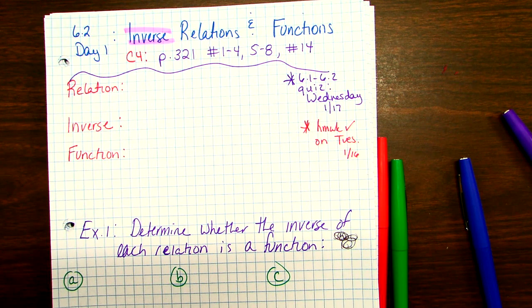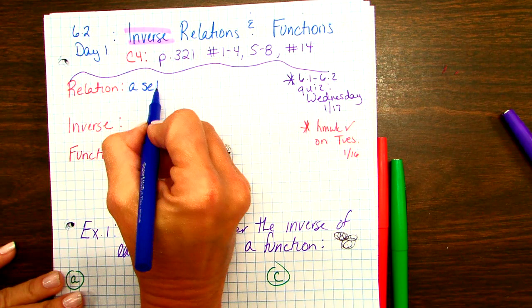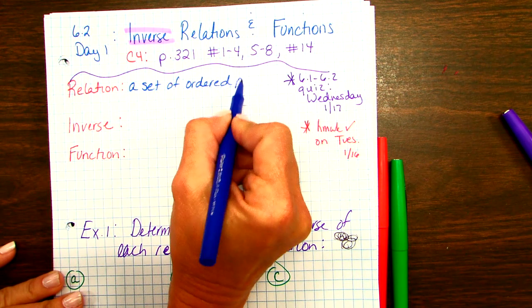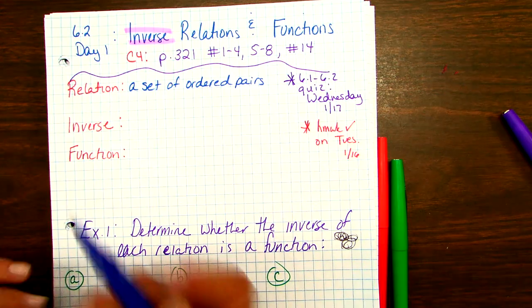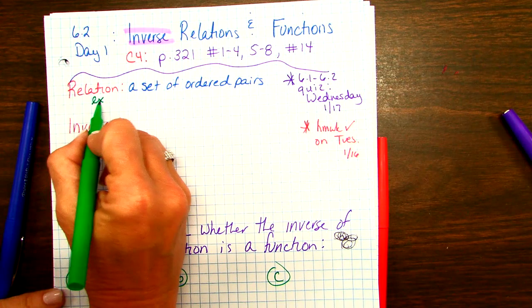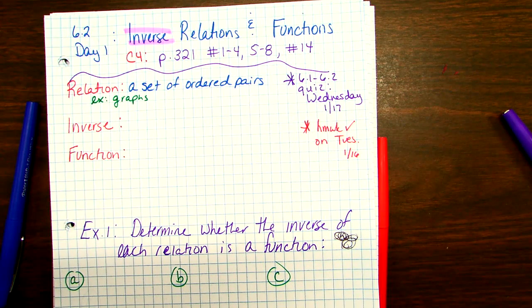A relation is a set of ordered pairs. And a set of ordered pairs can be a whole bunch of different things. Examples of relations are graphs. Think about what a graph is. It's just a bunch of ordered pairs, x's and y's, connected. Okay.